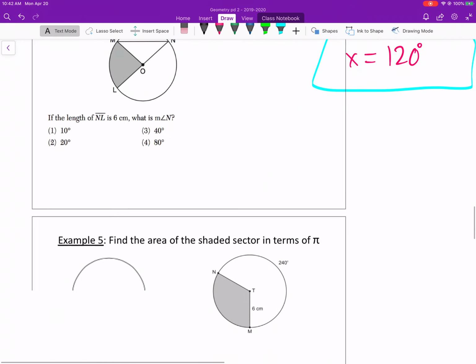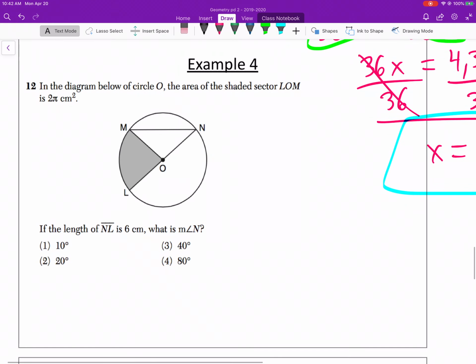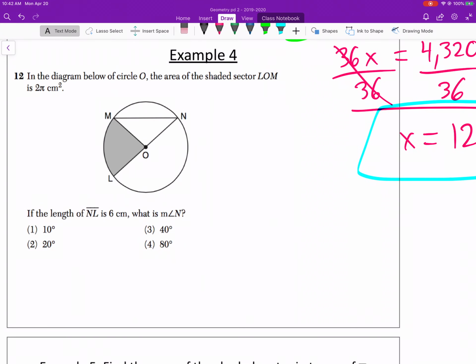One more together, and then you'll try examples 5 and 6. And then if you're good to go, you're good to go. You can try it out on your own. In the diagram below of circle O, the area of shaded sector LOM, they're giving you the area again, is 2 pi centimeters squared. If the length of NL, which is here, is equal to 6, what is the measure of angle N? So this right here.